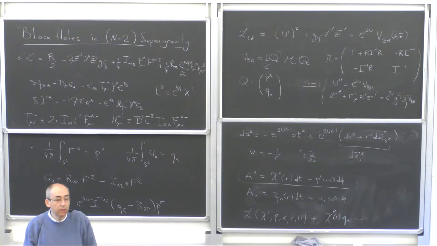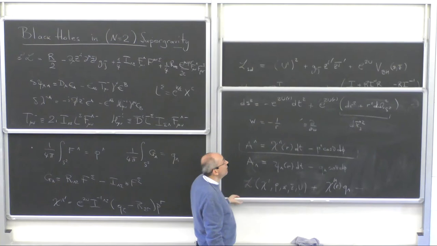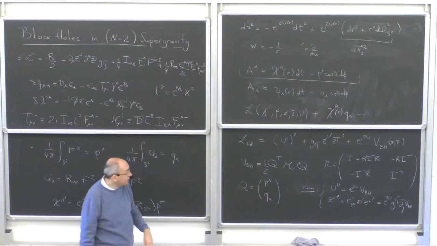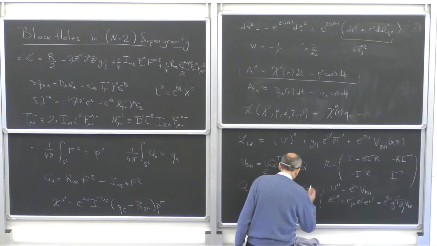When I'm setting to zero some degrees of freedom, I might not be able to do it consistently, meaning that if I do that, the equations of motion that I derive from the reduced action are not solutions of the original equations of motion. And this is indeed the case. In fact, if you look at the four-dimensional Maxwell and Einstein equations of motion, you get indeed these two, but you get a third equation from the Einstein equations, which is called a Hamiltonian constraint for a reason that will be obvious in a second.